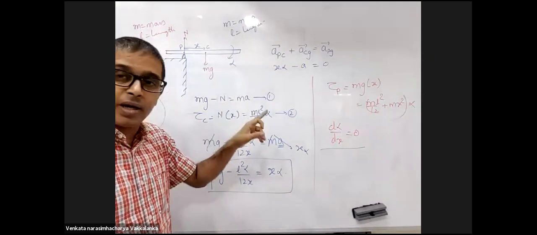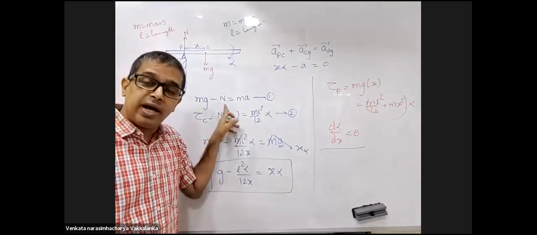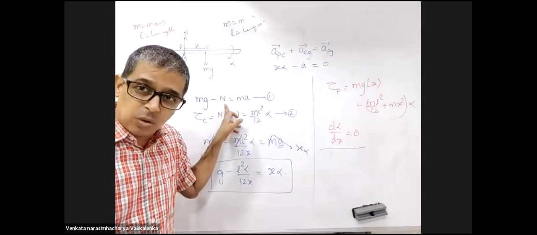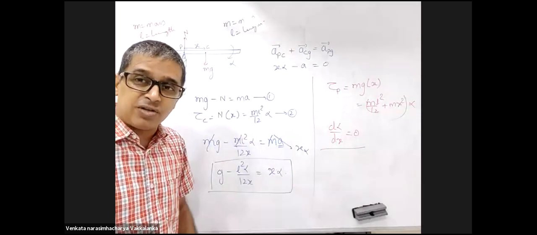By taking torque about point P, you do not have the necessity to eliminate n. It got eliminated on its own. So I did not require the first equation.